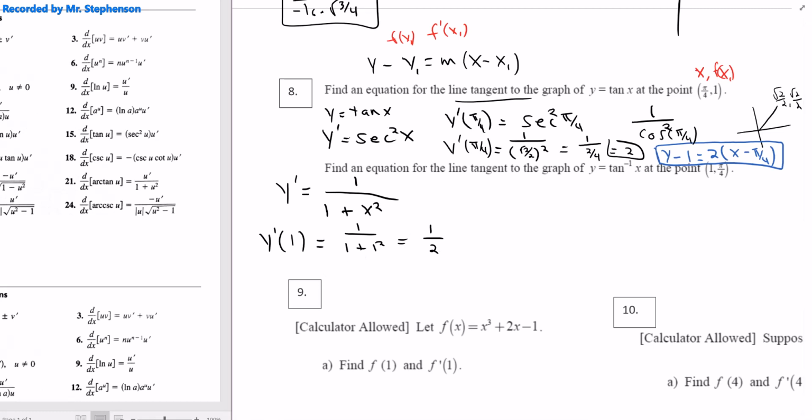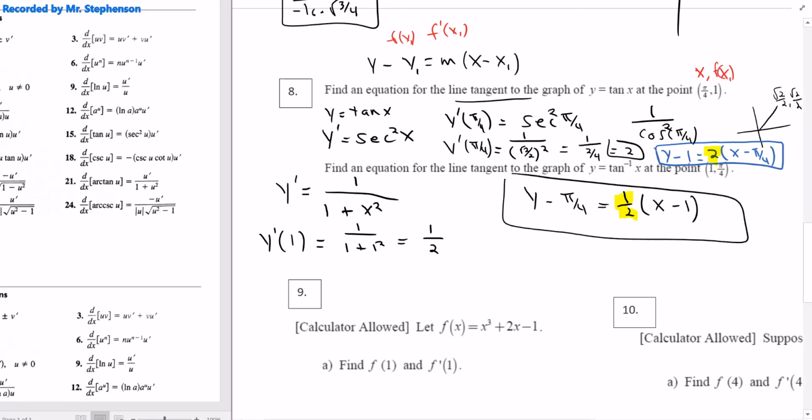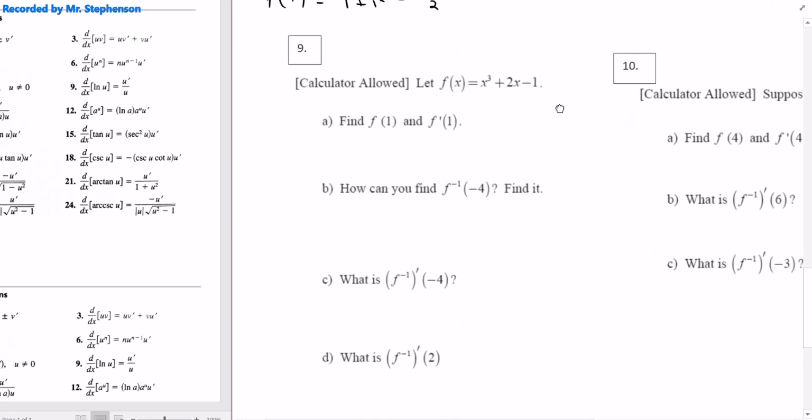So now we have all the other information. Y minus pi over 4 equals 1/2 times x minus 1. Right? And so notice something about the slopes of inverse functions, and also notice how those x and y coordinates are switched for the inverse functions. All right, let's keep going.